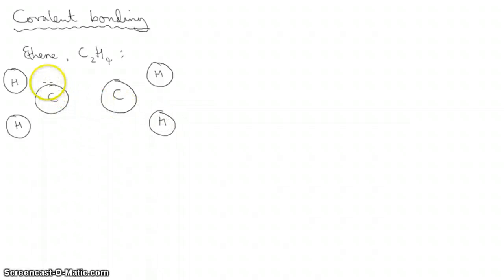So each carbon is in group 4. It's got 4 of its own electrons. And we'll have a slightly different colour for here. This carbon again, group 4, it's got 4 of its own electrons. Hydrogens, group 1, only got 1 electron each. So the hydrogens have 1 gap, carbon has 4 gaps, each carbon has 4 gaps.